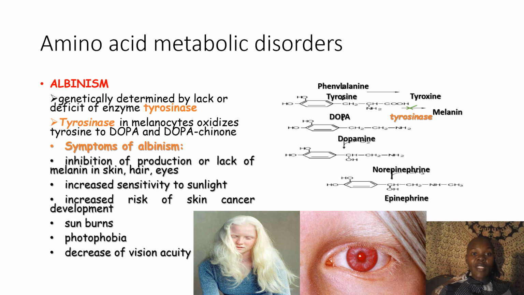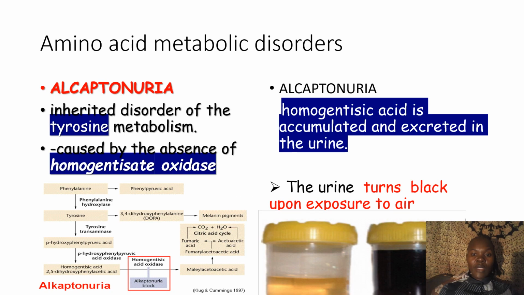So tyrosinase in melanocytes oxidizes tyrosine to dopa and dopaquinone. But when that one is defective, there is no generation of melanin. Albinism will come in handy. So there is inhibition of production or lack of melanin in skin, hair, and eyes. And these individuals have high sensitivity to sunlight.